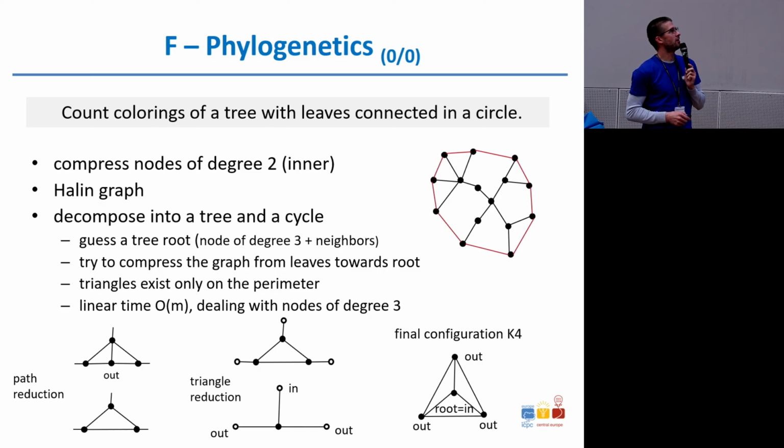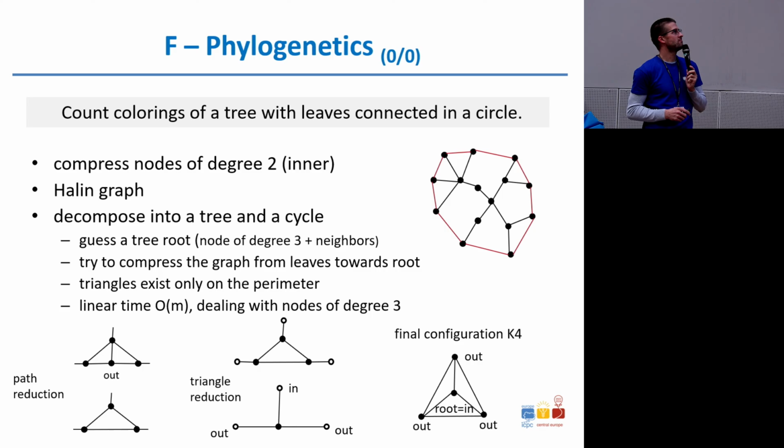First off, we're going to try to decompose this graph into a tree and a cycle because it's easier to deal with trees. And how are we going to do this? First, we're going to compress the nodes of degree 2. So nodes of degree 2 are definitely some, let's call them inner nodes. We can get rid of them. So what you're left with is also known as a Halin graph. So every node has degree at least 3, and there are no nodes of degree 2, but you also have to keep track that these nodes of degree 2 shouldn't be on the perimeter. Okay, so we simplified this, and we're still left with decomposing this into a tree and a cycle.